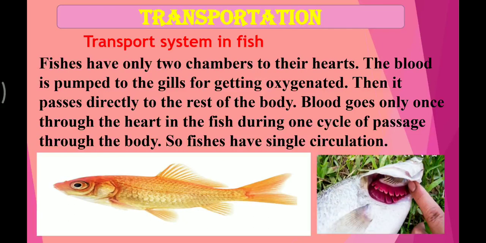Fishes have only 2 chambers to their hearts. We have 4 chambers. Amphibians and reptiles have 3 chambers, where fishes have only 2 chambers of heart. The blood is pumped to the gills for getting oxygen. You have seen gills, no?